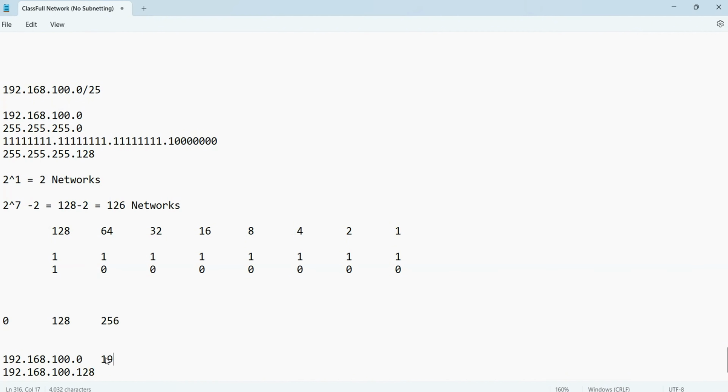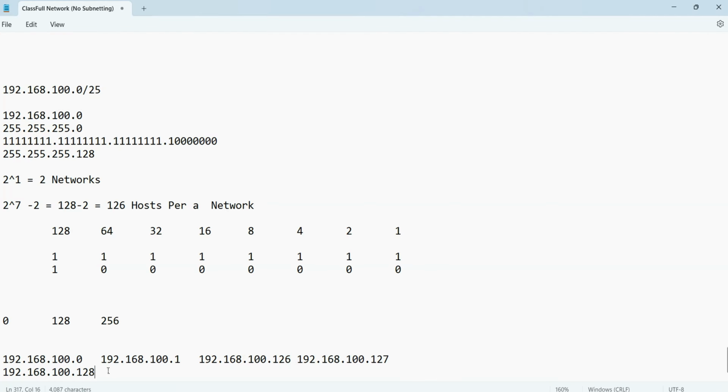So what is the first host here? Yes, that's a 1. What is the last host? Well, the next network is what? 128. So the last host is 126, and then the broadcast is 127. See that? So I get 126 what? Hosts per network. That's how much I actually get. So I get two networks, then 126 hosts per network, from 1 to 126.